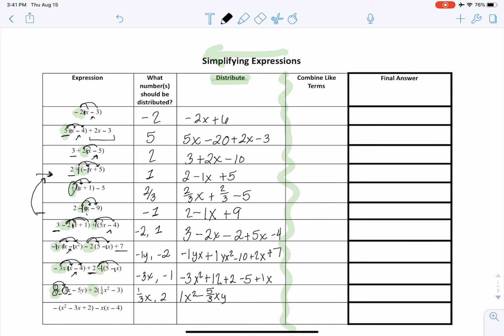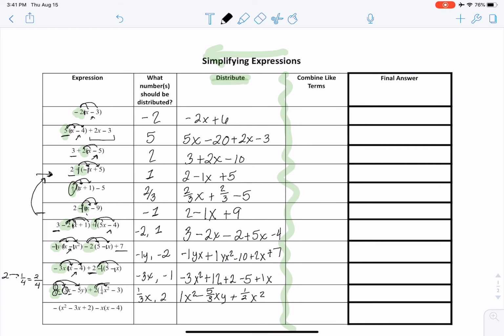All right, the next one, 2. Oh, I just did that. All right, 2 times 1/4 x squared. Well, 2 times 1/4 is the same idea. 2 times 1 is 2, divided by 4. So think of fractions just as division. If you have 2 divided by 4, that's going to leave you with a 1/2. All right? Keep the x squared.